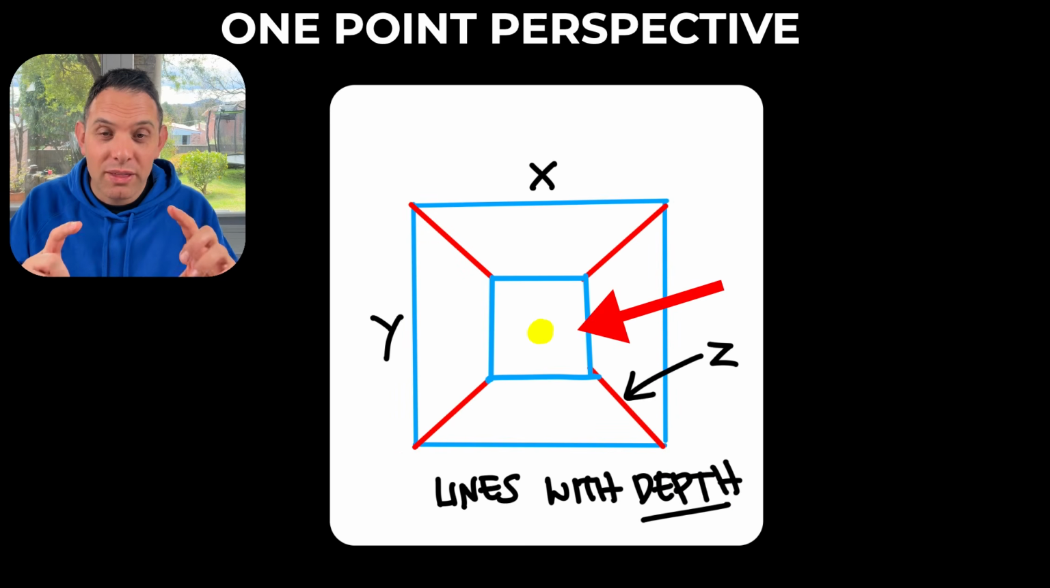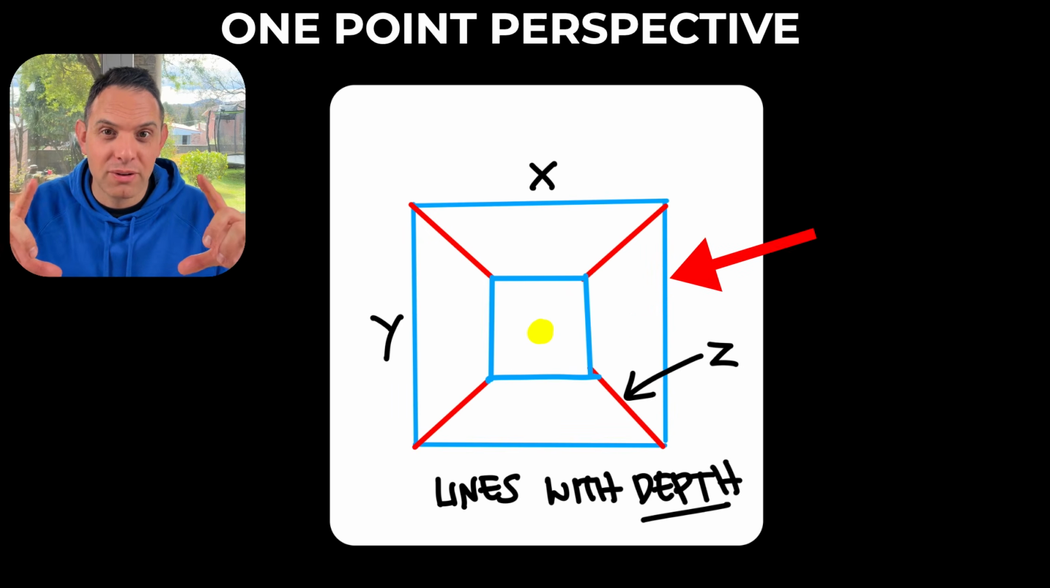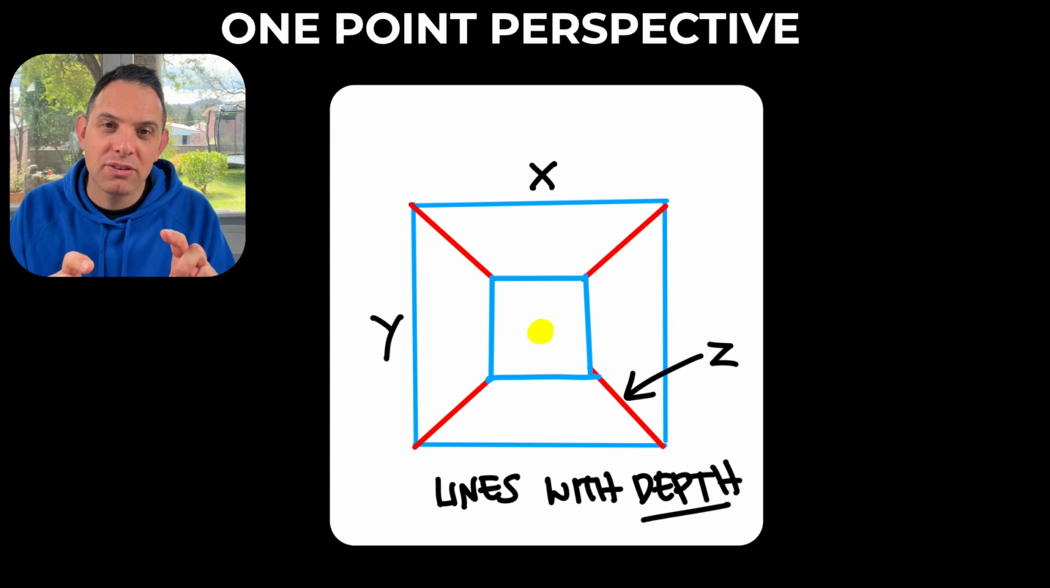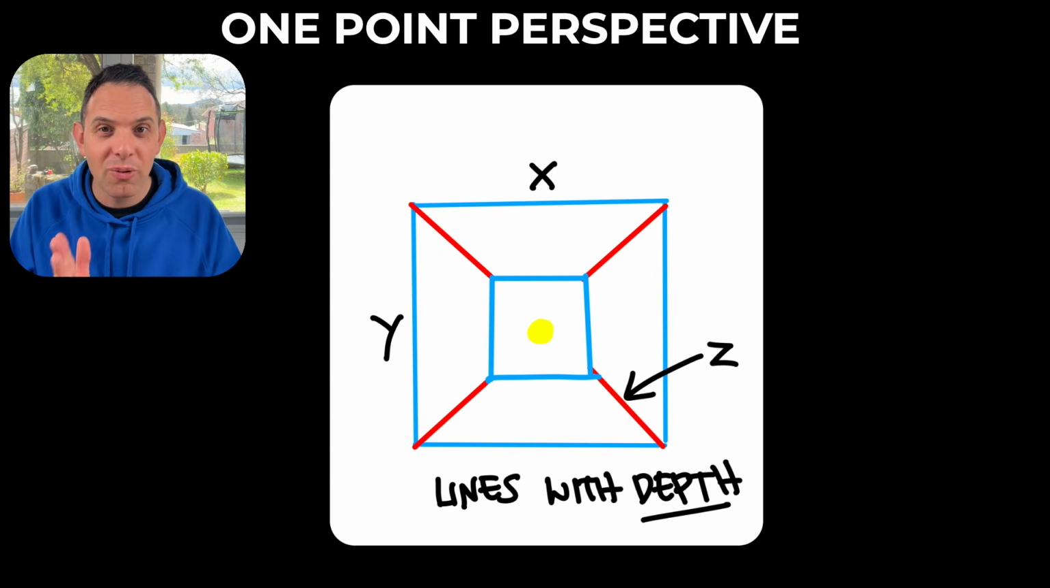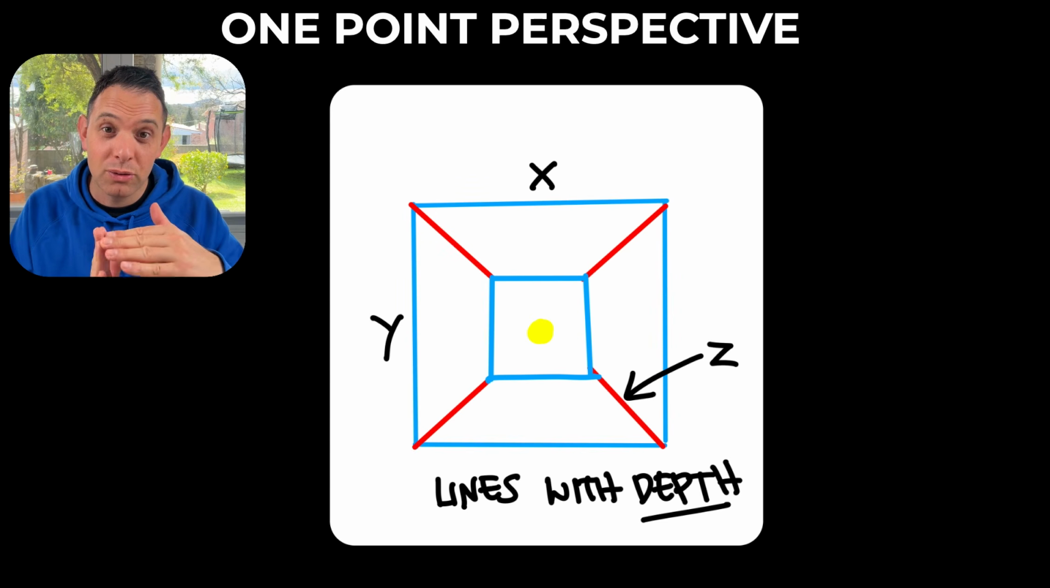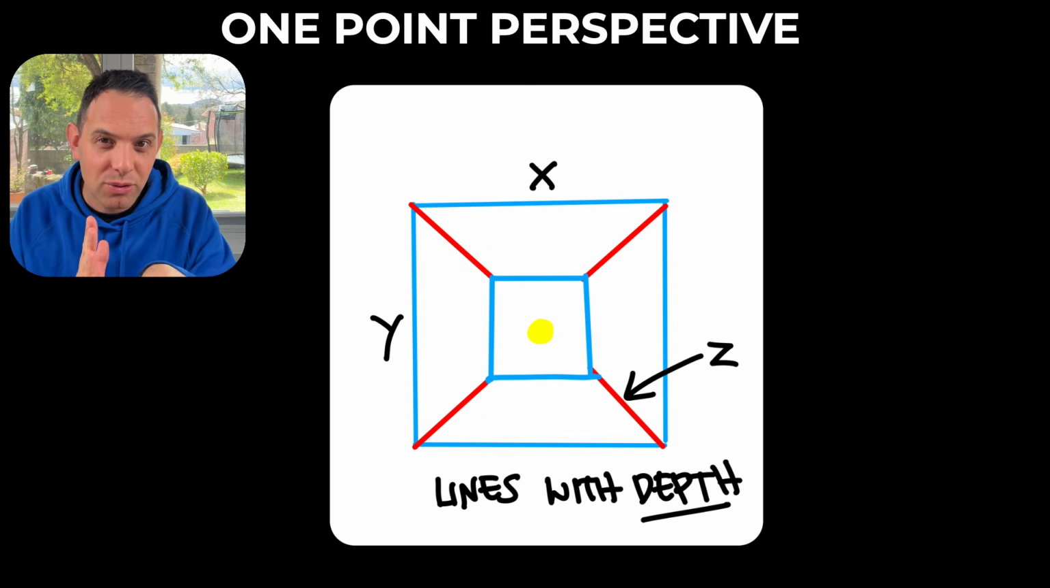Now when I look at the back face of the box, inside the box, it's actually smaller than the front face of the box. And being smaller makes it look like it's further away. So in 1-point perspective, any lines in the Y and the X axis still look perfectly vertical and horizontal, but any horizontal lines that are going away from us actually angle towards the vanishing point.